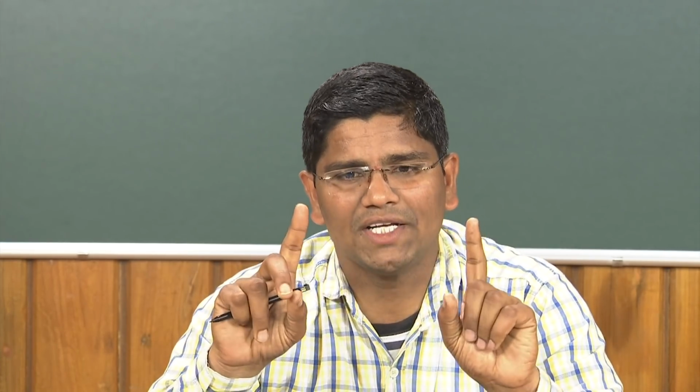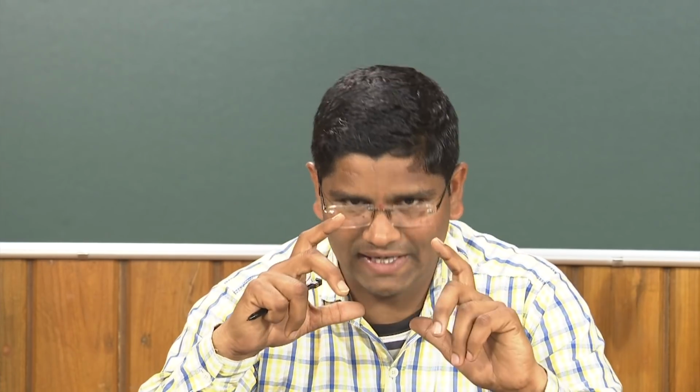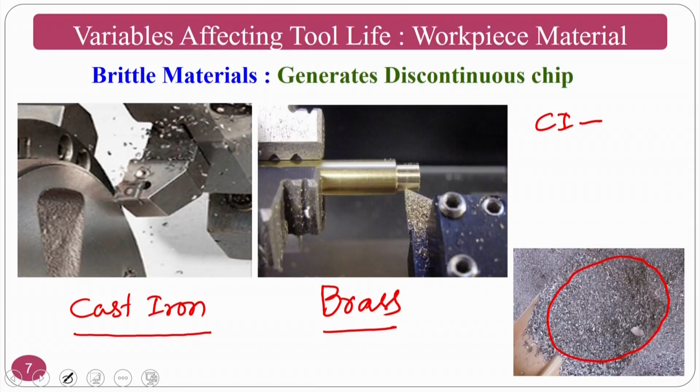But under normal conditions, with a low depth of cut and low feed rate, cast iron will have a high percentage of carbon, the carbon in the form of graphite.